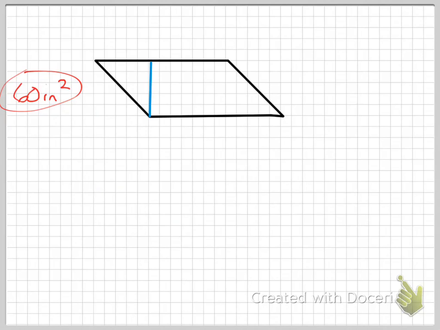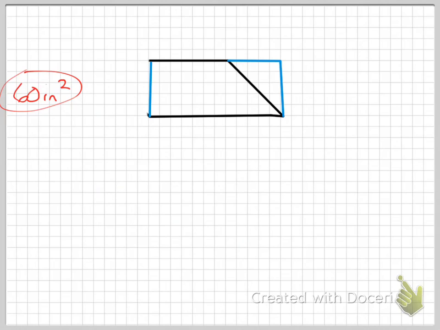I'm going to cut that piece off. Let's just say I cut that piece off, and I moved that thing over here. Where will that end up looking like? Do you agree that when I do that, it ends up looking like a what? A rectangle. Do you see that?